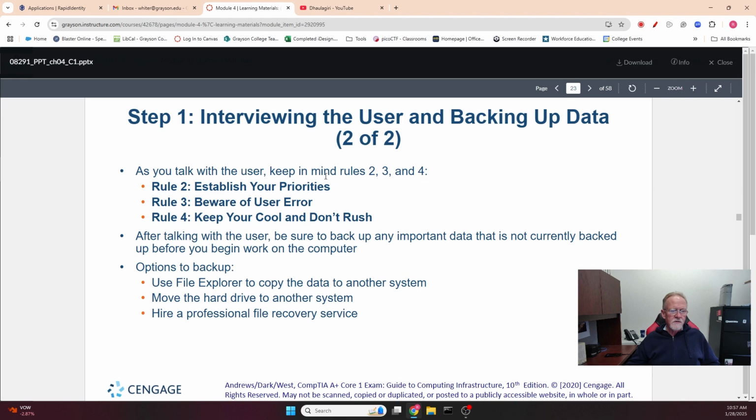As you talk with the user, keep in mind rules 2, 3, and 4. Establish your priorities. What is the main issue here? Beware of user error. Sometimes it's not a hardware problem at all. Sometimes the users, well, spent the last 5 years turning my computer off by unplugging it from the wall instead of using the power button and doing the proper shutdown.